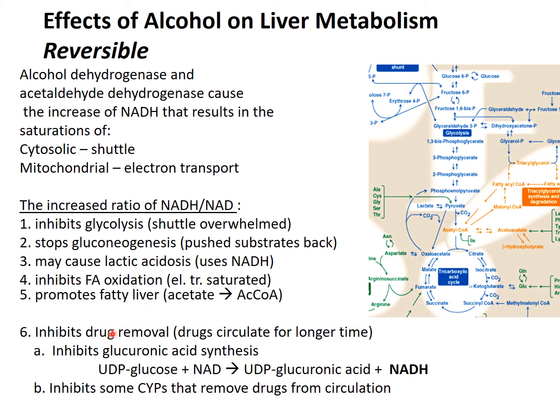What you have just learned about drug removal and alcohol consumption actually is inhibiting a lot of CYPs, and it also inhibits glucuronidation of some of the byproducts that need to be eliminated, including bilirubin. Why? Because the UDP glucuronic acid synthesis also produces NADH. This is cytosolic. This NADH needs to go to the shuttles, and when the shuttles are saturated, they cannot take it. Thus, glucuronic acid will not be synthesized. Thus, certain drug removal will be halted, including bilirubin.